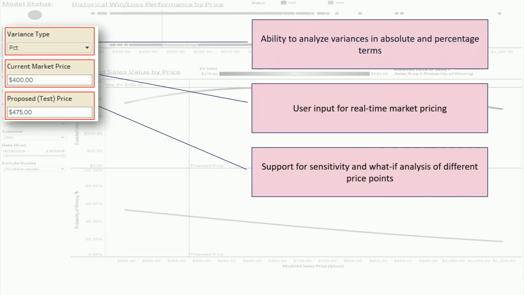So the things I walked through: choosing the variance type that they want to use, entering the market price, and then giving them the ability to do a little bit of sensitivity analysis.